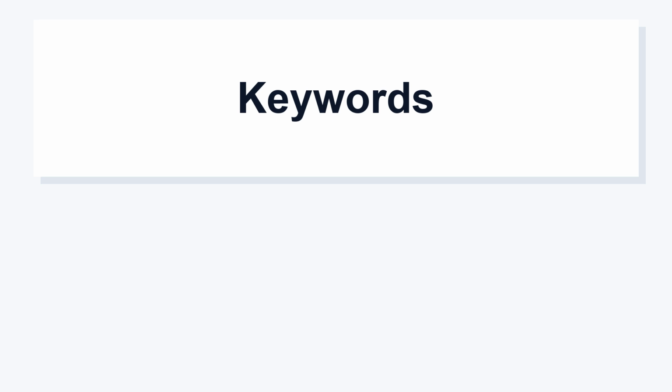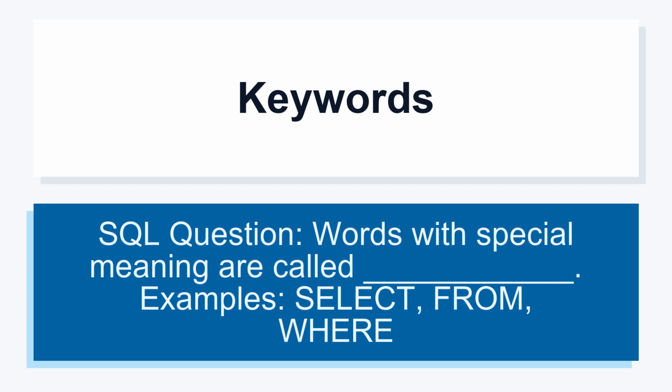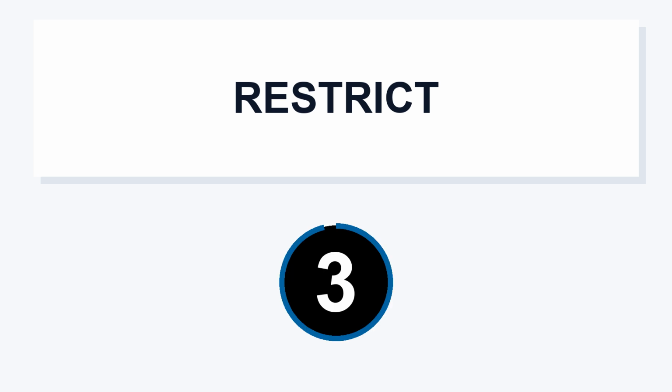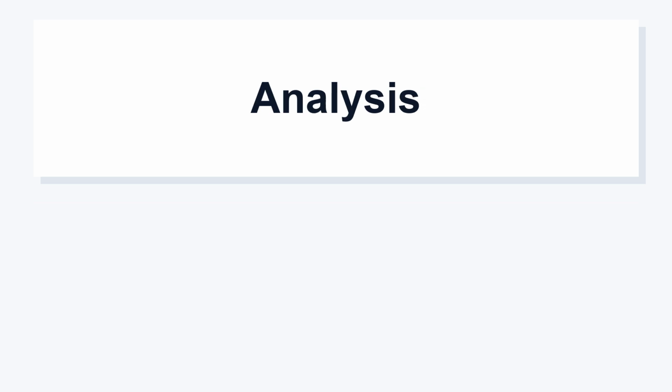Keywords. SQL question. Words with special meaning are called ___. Examples: select, from, where, restrict. Referential integrity constraints ___ rejects an insert, update, or delete that violates referential integrity. Analysis.